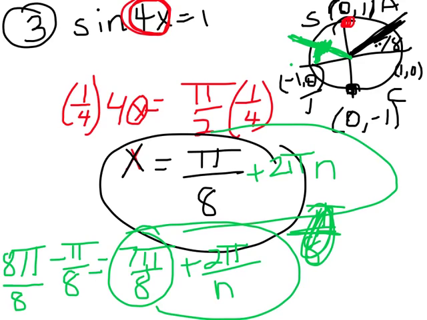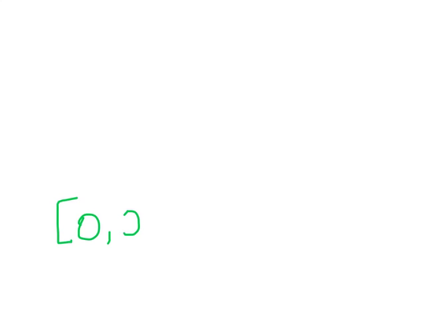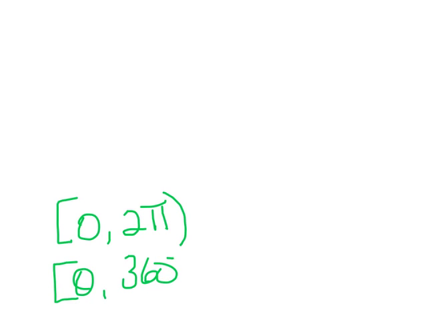A lot of these problems are restricting it to one trip around the unit circle. When they say 0 to 2 pi, they just want you to talk about the values in one trip around the unit circle, or maybe it'll say 0 to 360, but they're pretty much sticking to radians here. But if they just say solve it, you're supposed to tell all the solutions, not just the ones in the first trip around.